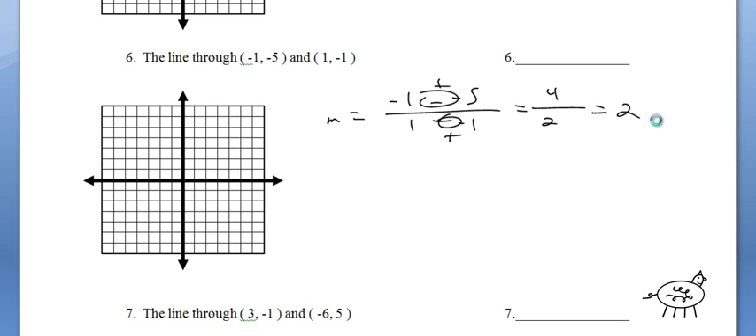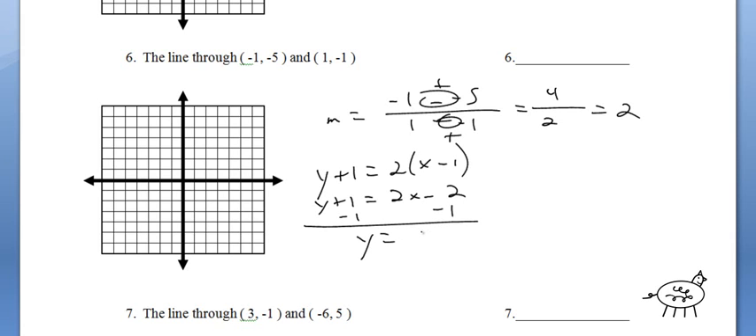And we'll pick a point. Let's just pick the second one. So it's y plus 1 is equal to 2 times x minus 1. So y plus 1 equals 2x minus 2. Subtract 1. Y equals 2x minus 3.